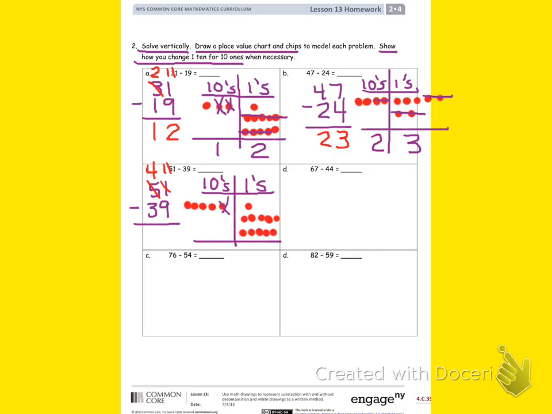Looking at the picture, 11 ones minus 9 ones. Is that possible? Yes. So I need to cross out 9 ones. 5, 6, 7, 8, 9. That just leaves me with 2 ones left over. Let's go back to the vertical equation. 11 minus 9 is 2.